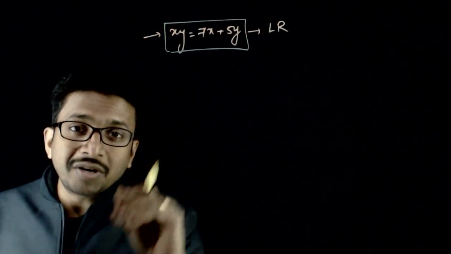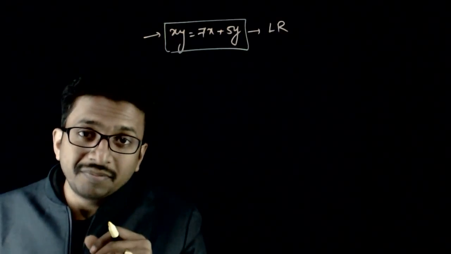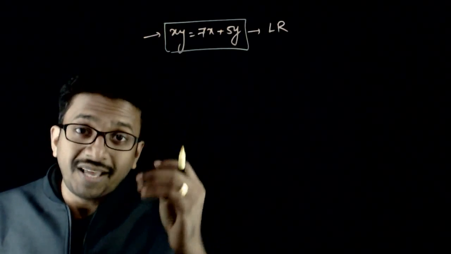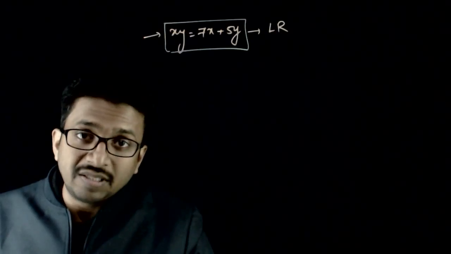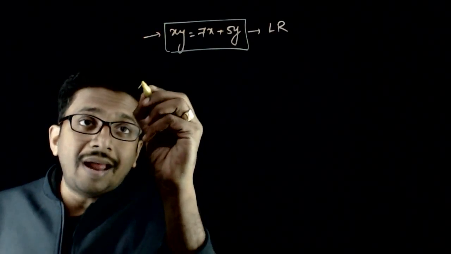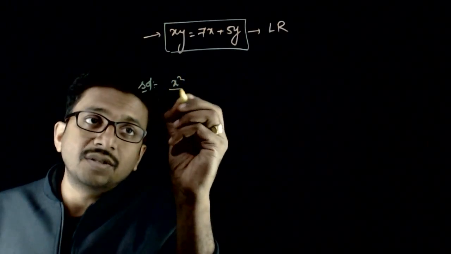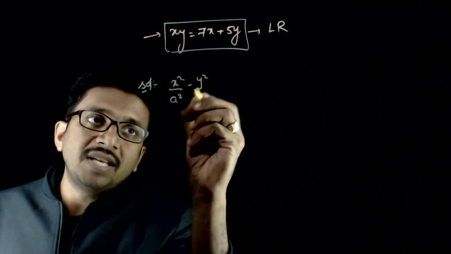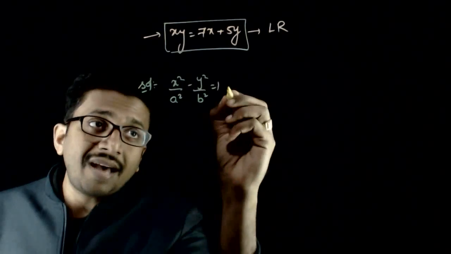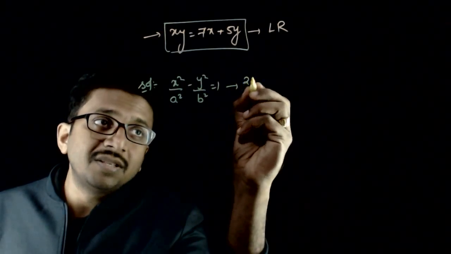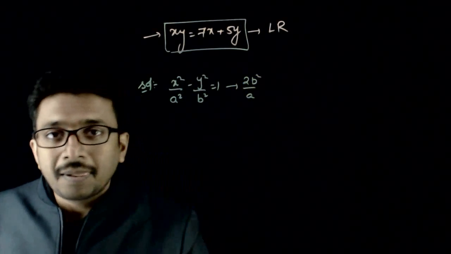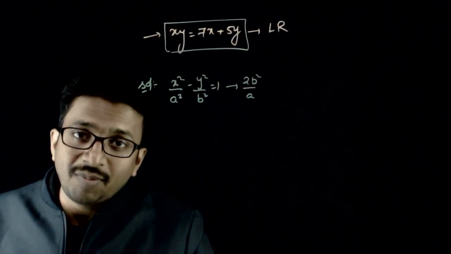As you can see, this is not a standard hyperbola. The standard hyperbola usually looks like x²/a² − y²/b² = 1. And if you have a standard hyperbola, it's very easy to find the latus rectum. If you have x²/a² − y²/b² = 1, the latus rectum is 2b²/a. But this is not a standard hyperbola.